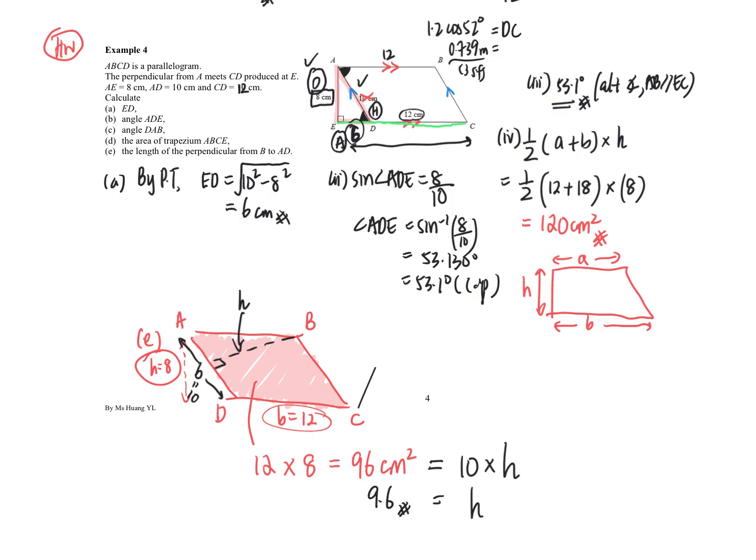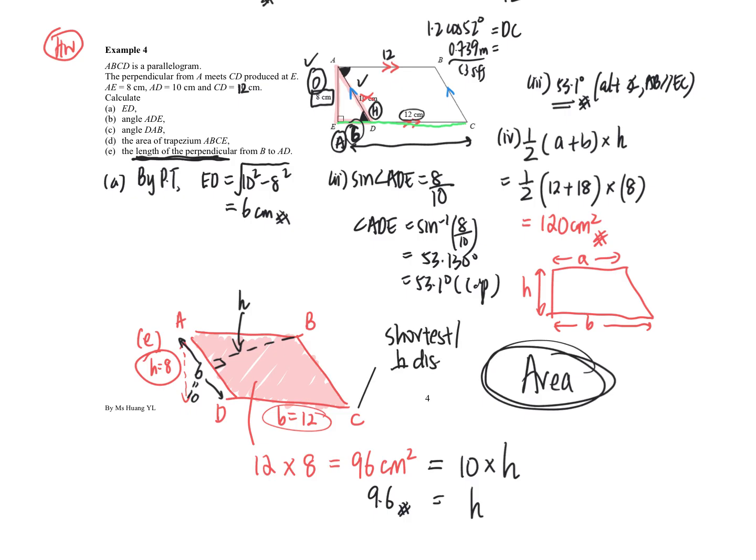Okay? So whenever they say perpendicular distance or shortest distance, think about area. Area is a good way to find shortest distance or perpendicular distance. So this is the trend they like to test.